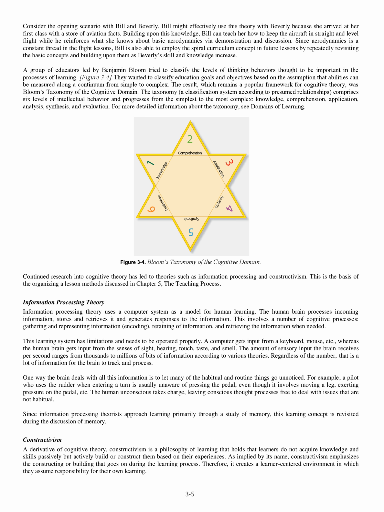One way the brain deals with all this information is to let many of the habitual and routine things go unnoticed. For example, a pilot who uses the rudder when entering a turn is usually unaware of pressing the pedal, even though it involves moving a leg, exerting pressure on the pedal, etc. The human unconscious takes charge, leaving conscious thought processes free to deal with issues that are not habitual. Since information processing theorists approach learning primarily through a study of memory, this learning concept is revisited during the discussion of memory. Constructivism, a derivative of cognitive theory.